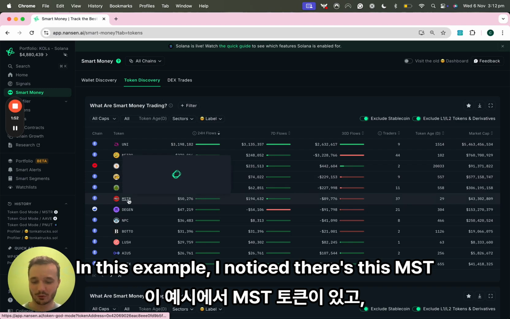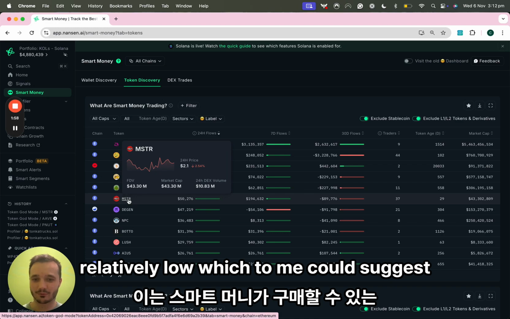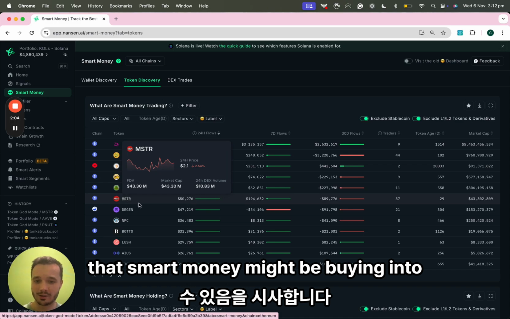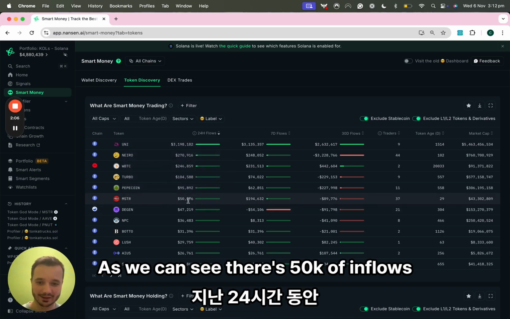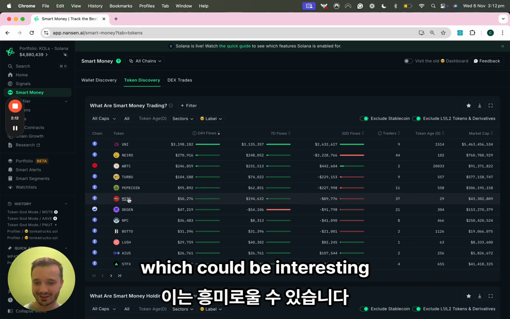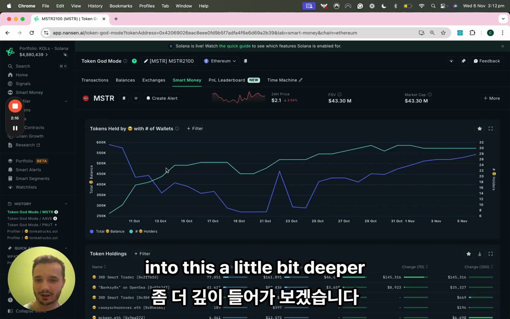In this example, I notice there's this MSTR token, and hovering over it, the FDV seems relatively low, which to me could suggest that this is a new token that smart money might be buying into. As we can see, there's 50k of inflows over the last 24 hours, which could be interesting. Let's use token God mode to dive into this a little bit deeper.